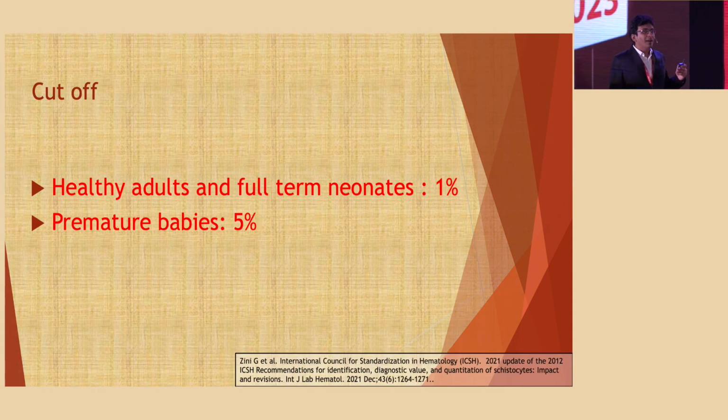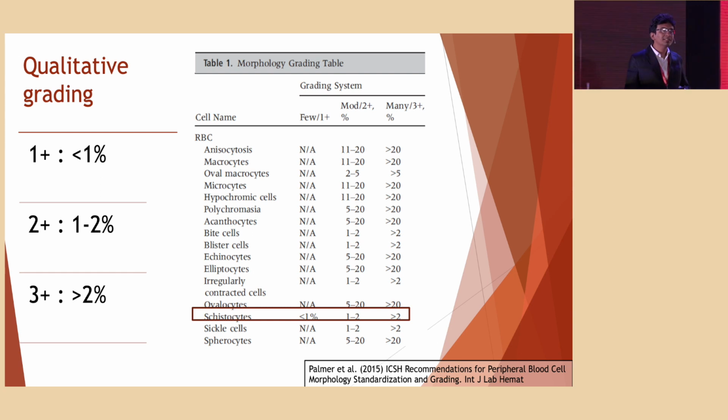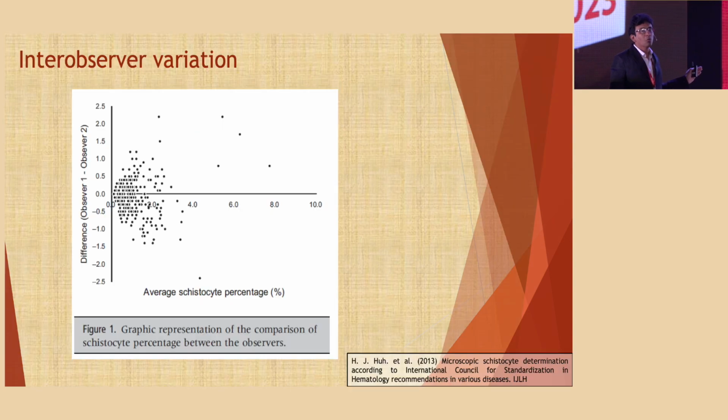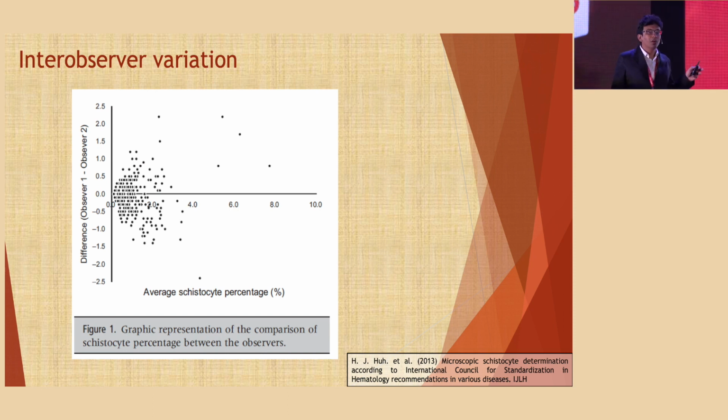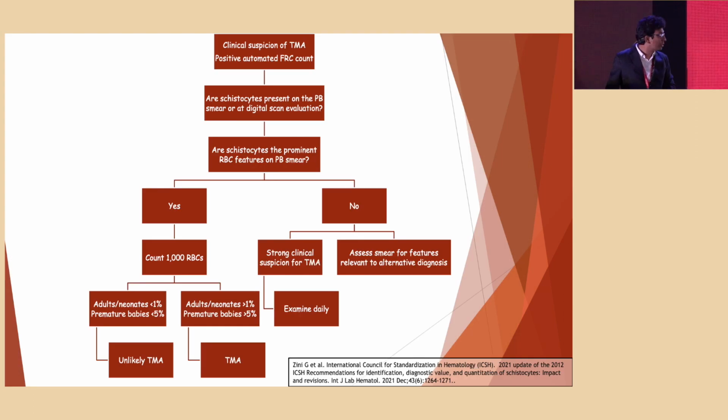And the recent update, that is the 2021 update, states that a 1% cutoff is there for adults and full-term neonates, and for premature babies it is 5%. So if you want to qualitatively grade it, it is less than 1%, 1 to 2%, and more than 2%, like that. This is a Bland-Altman plot which shows the correlation between different observers. At lower schistocyte percentages, there is good agreement. As you move higher, there is less agreement among the observers.